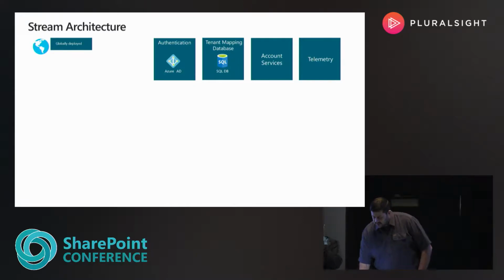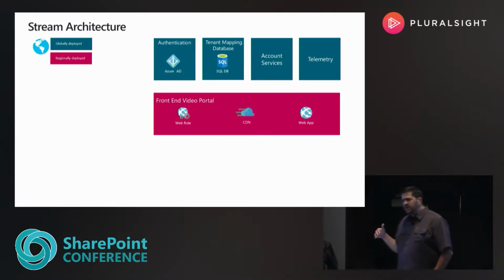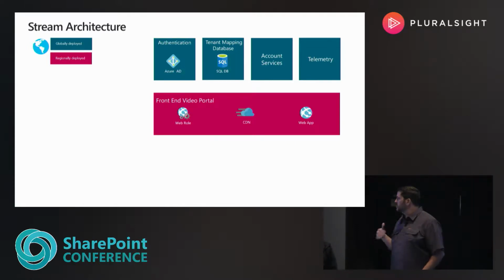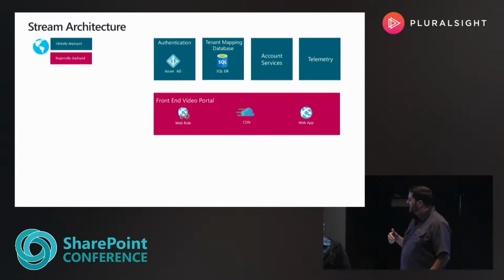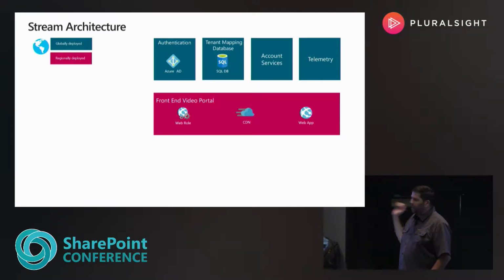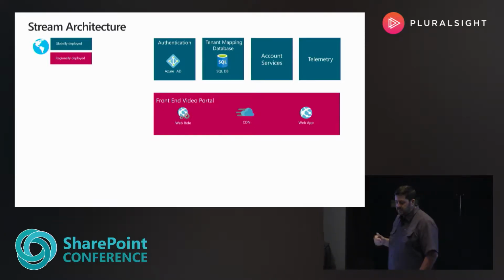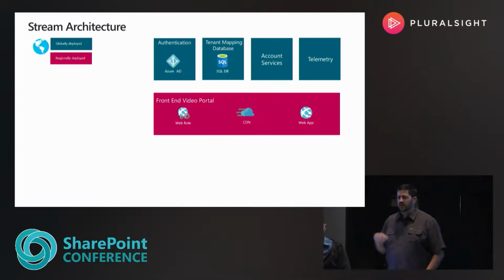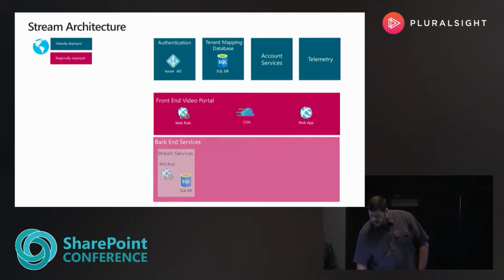We have a set of resources at the data center level. This is where most of the Stream code actually lives. The first big piece is our front-end portal. This is the user experience that you see when you go to web.microsoftstream.com. The web app is the UI that you see, and it's all hosted on a CDN so that it's delivered quickly globally. Then we have some web roles that are responsible for the processing of the requests and make sure they coordinate correctly with our backend.